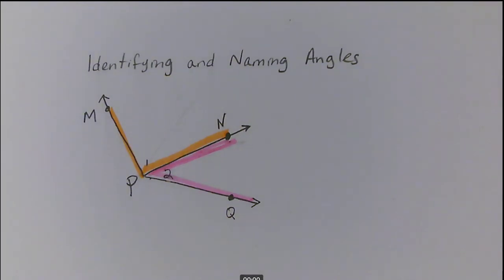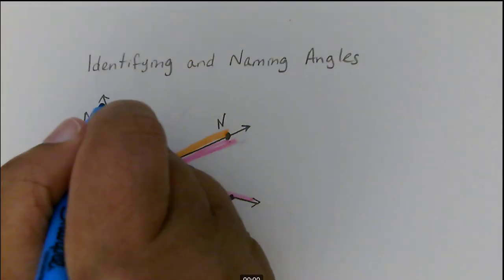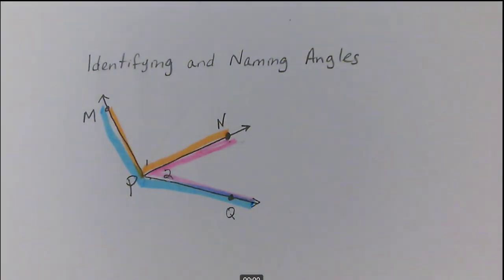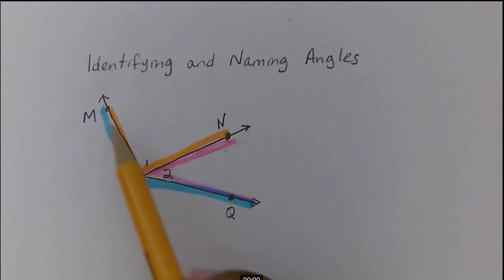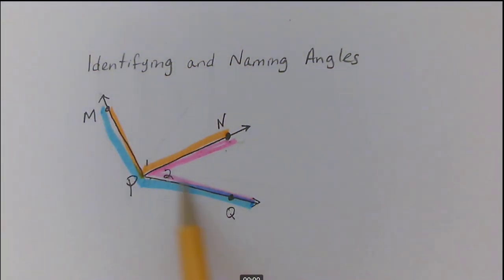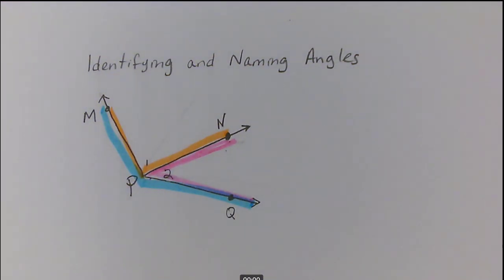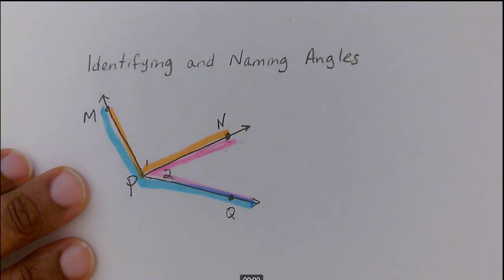And the third angle that I see is actually the really big obtuse angle here. So I have the orange angle, the pink angle, and the really big blue angle, which is both angles added up together. How can I name them?